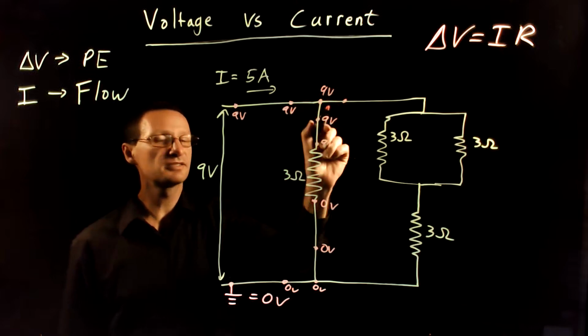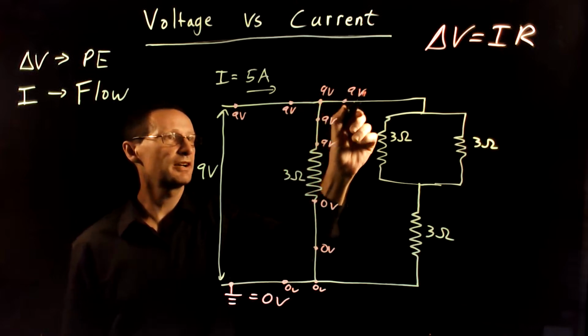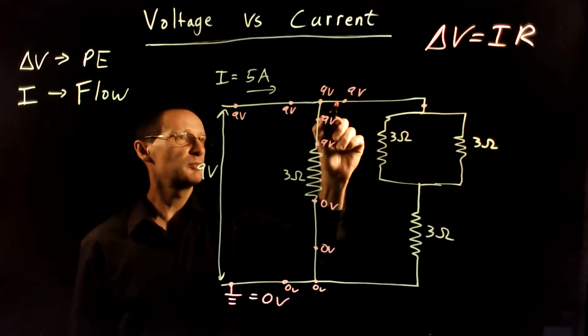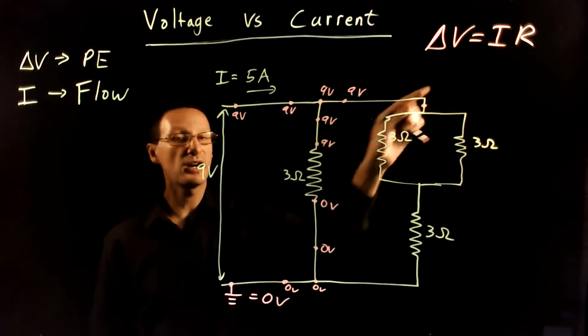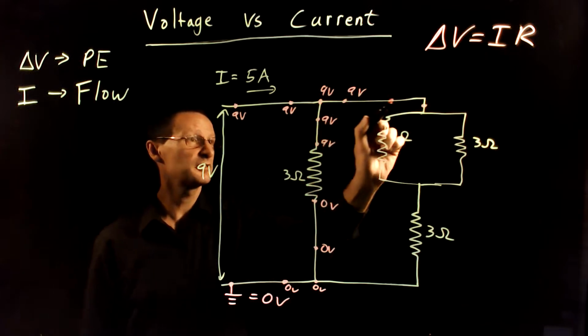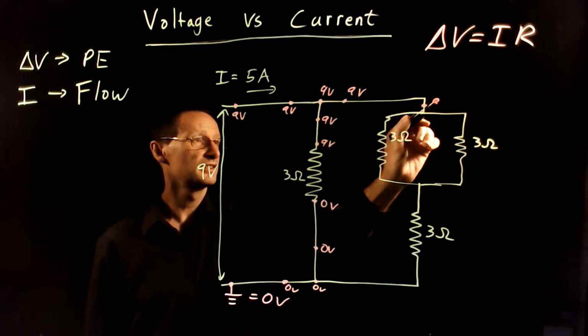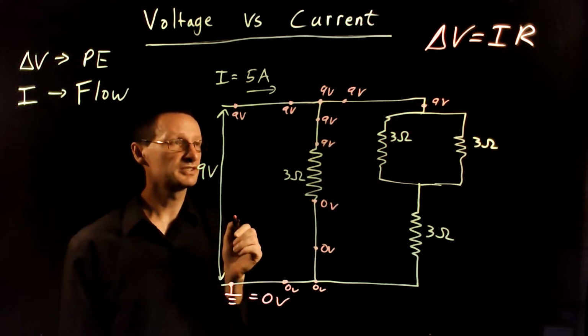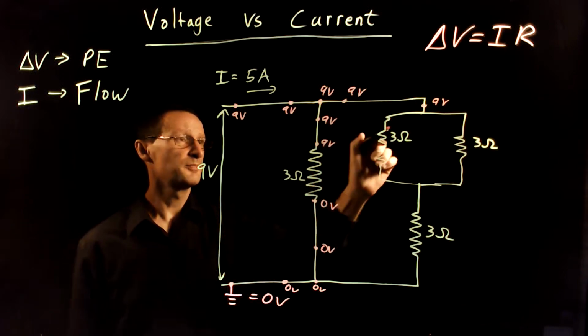Still connected to this same wire, so it's still going to be 9 volts there. If I move the charge along this wire, again, this wire has 0 resistance. It doesn't take any energy to move this charge down here. So it's going to have a potential of 9 volts there.